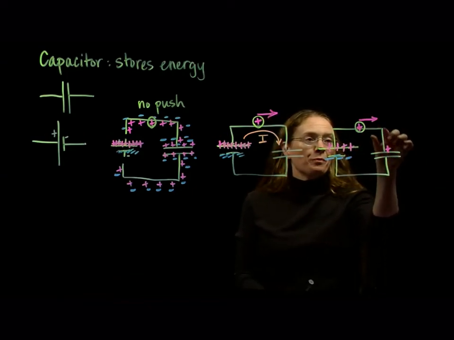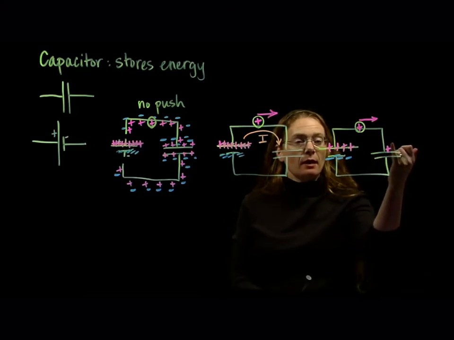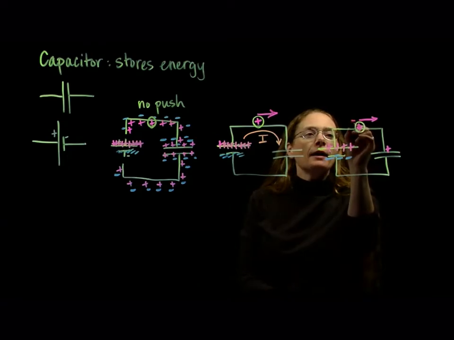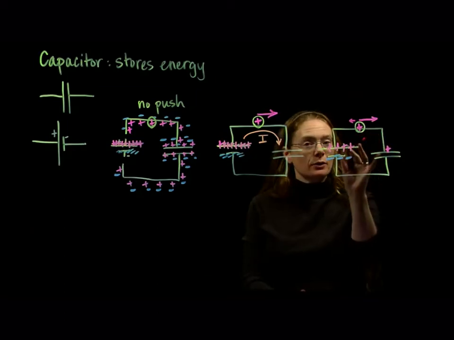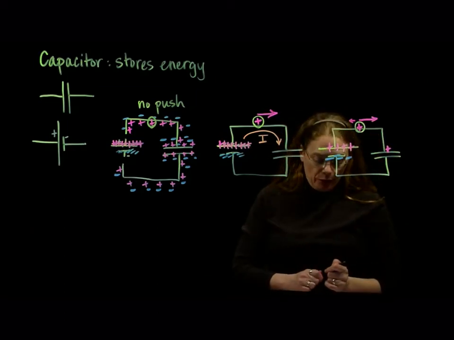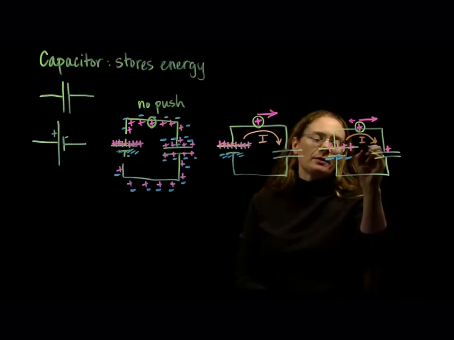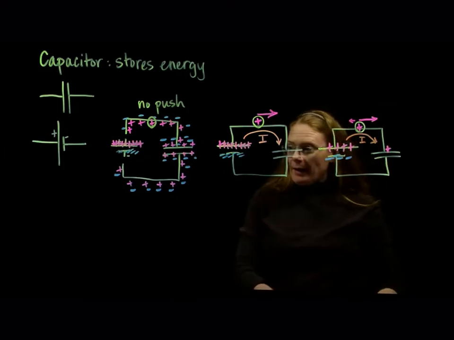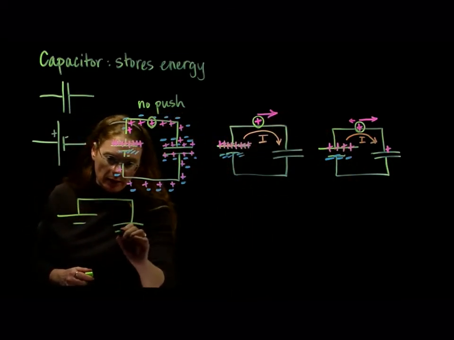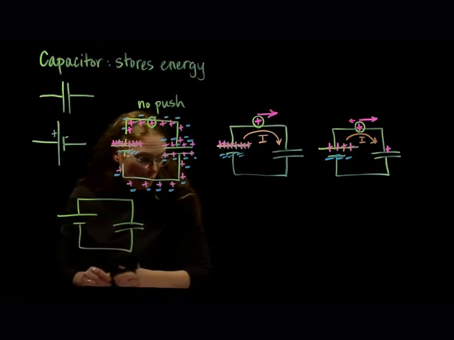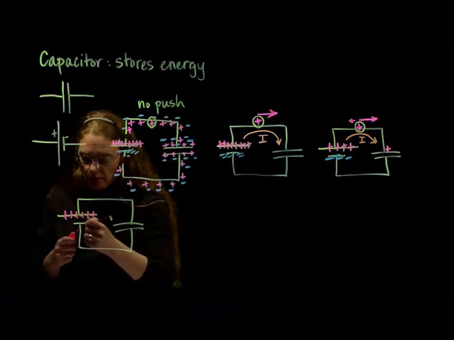But now, instead of having just neutral, even numbers of positives and negatives here, this has an extra positive. There's going to be a tiny little push to the left. This positive is going to repel that one just a little bit, which means that our current flow is still going this direction, but it's not quite as big.